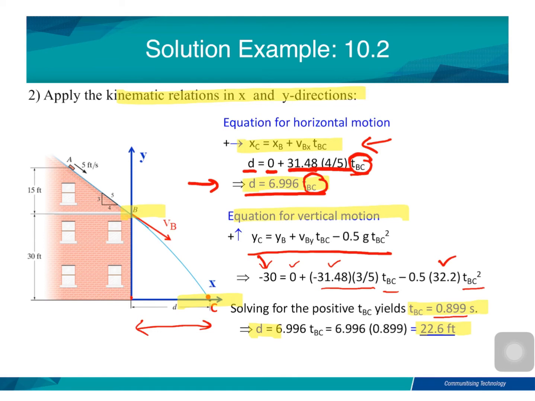So you can substitute into the horizontal motion. So this is the horizontal motion. So we can solve D, which becomes 22.6 feet. Understand?